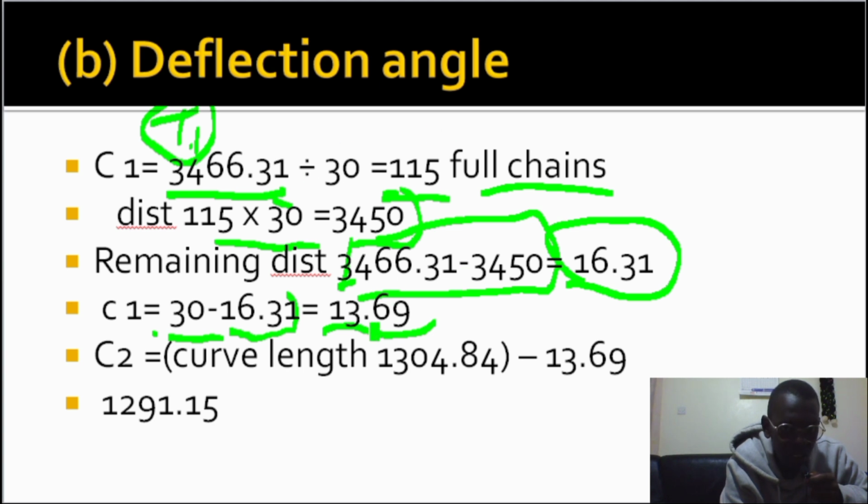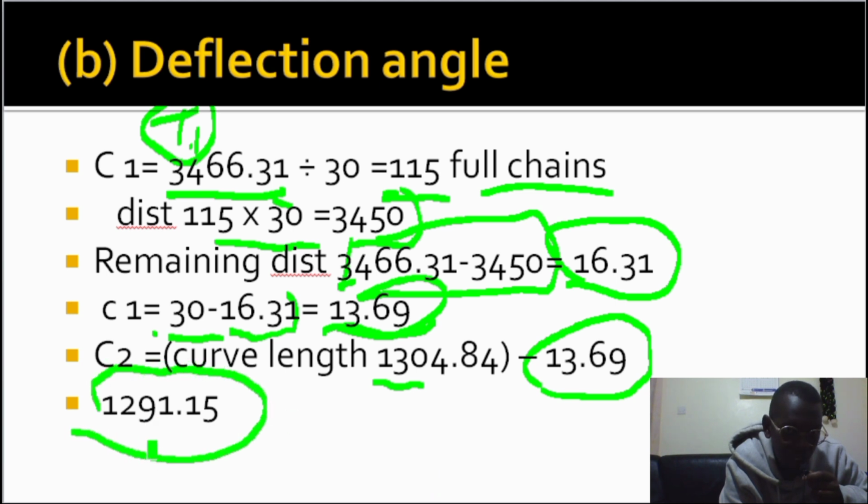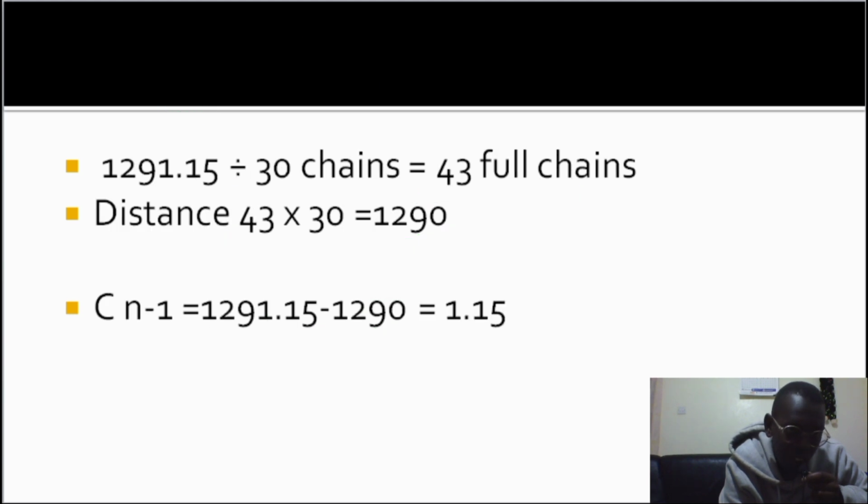So already on my curve length of 1304.84 meters, I'll have already covered the 13. I subtract that. So by subtracting that, I'll remain with this value, 1291.5 meters. That is the remaining distance found on the curve. So I had already subtracted the 13 found here from T1. So this is the distance that was covered. So the remaining distance on the curve, I will need to calculate the chords that will be present there, and those chords are what I'm going to be using.